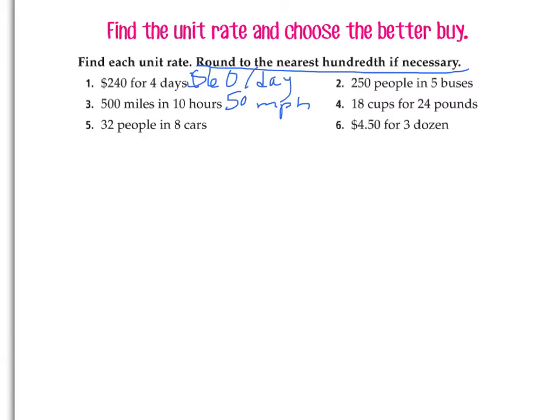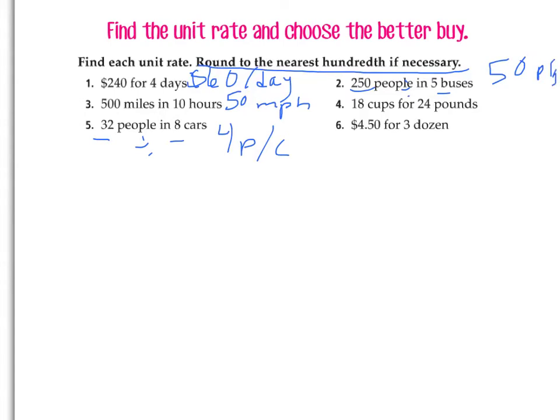32 people and 8 cars. How many people per car? Well, I'm going to take 32 divided by 8, and I get 4 people per car. 250 people and 5 buses. So again, I'm going to take 250 divided by 5. 25 divided by 5 is 5, so add a 0 to that, and that's 50 people per bus. Can't fit that, sorry.